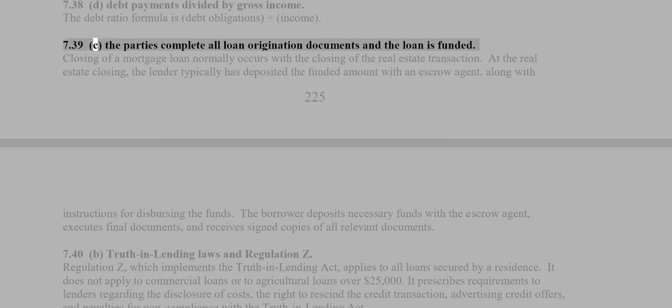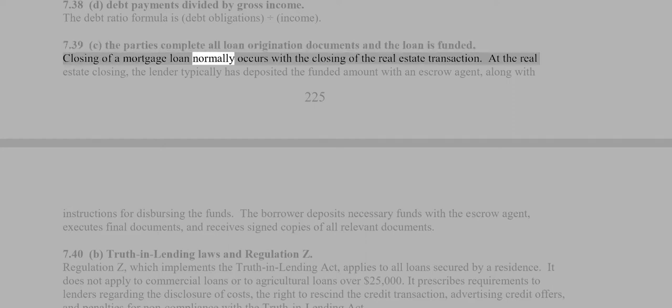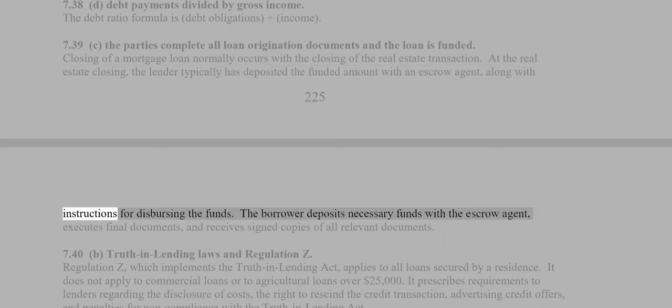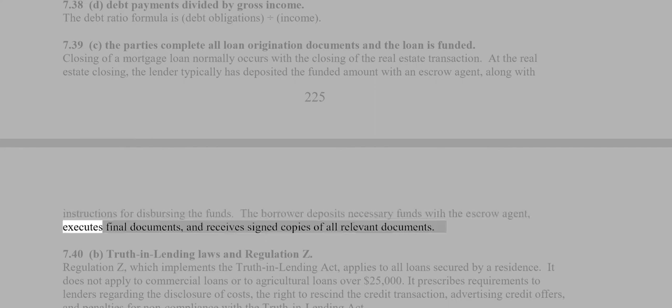7.39. C. The parties complete all loan origination documents and the loan is funded. Closing of a mortgage loan normally occurs with the closing of the real estate transaction. At the real estate closing, the lender typically has deposited the funded amount with an escrow agent, along with instructions for dispersing the funds. The borrower deposits necessary funds with the escrow agent, executes final documents, and receives signed copies of all relevant documents.